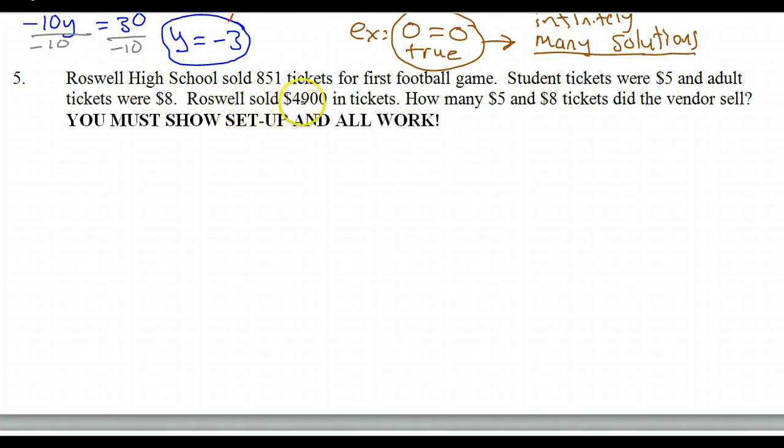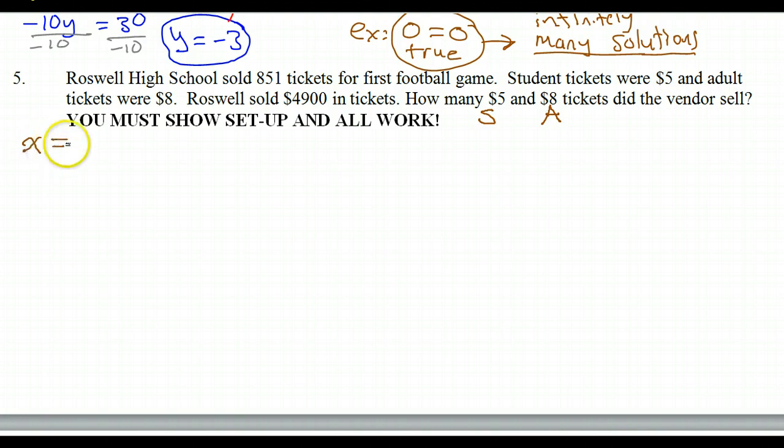They sold this much money in tickets. This is how much money they made. How many $5 tickets and $8 tickets? In other words, how many student tickets and adult tickets did the vendor sell? So that's got to be your variable.